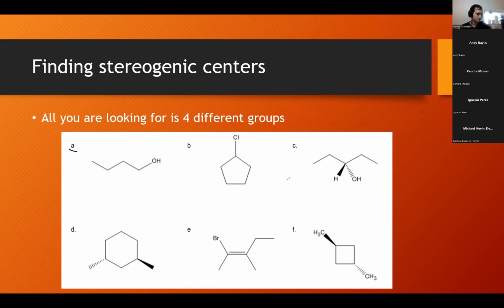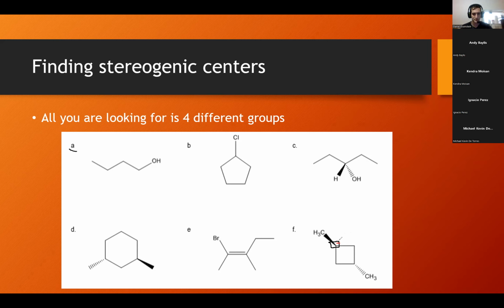E. Okay. F. All right. Finally, some controversy. Okay. So let's start at the top left corner, okay? I'm going to box the carbon that we are looking at to determine whether or not it is a chiral center.